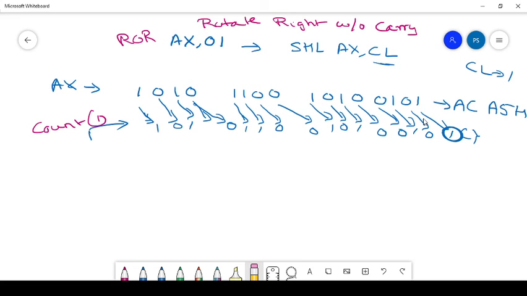So the answer will be 0, 1, 0, 1, that is 3, 8 plus 1, 9, 4, 8, 10, 11, B. This is the answer for ROL. For ROR, D632H. In a similar way we have other instructions called RCL and RCR. Otherwise I will go for another example.